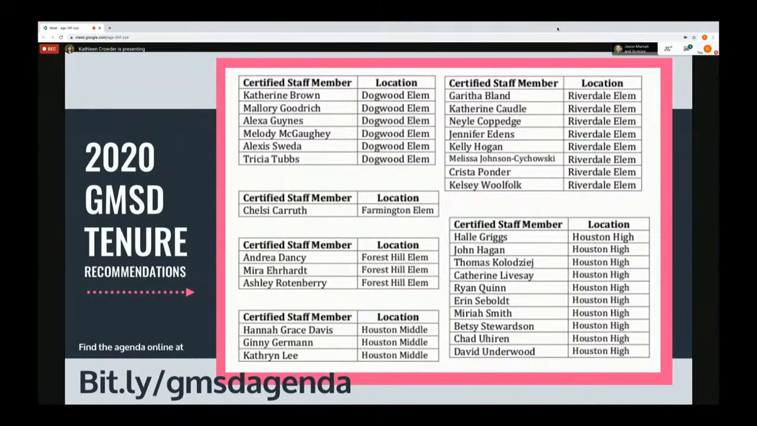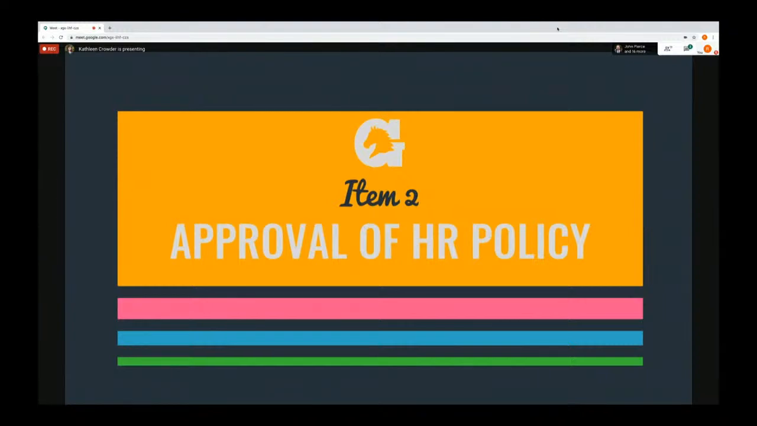Okay. We move to the second item on our agenda, approval of policy HR 5.3051 FFCRA leave. And the recommendation is that we approve this policy after a first and final reading. And so I turn it to Mr. Manuel for explanation.